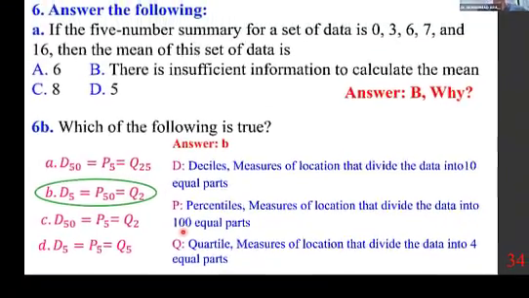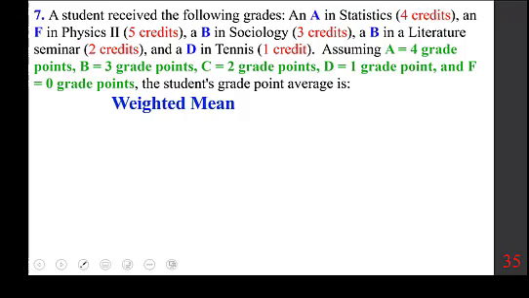A student received the following grades: an A in statistics, 4 credits, an F in physics, 5 credits, a B in sociology, 3 credits, a B in literature seminar, 2 credits, and a D in tennis, 1 credit. Assuming A equals 4 grade points, B equals 3 grade points, C equals 2 grade points, D equals 1 grade point, and F equals 0 grade points, the student's grade point average is?